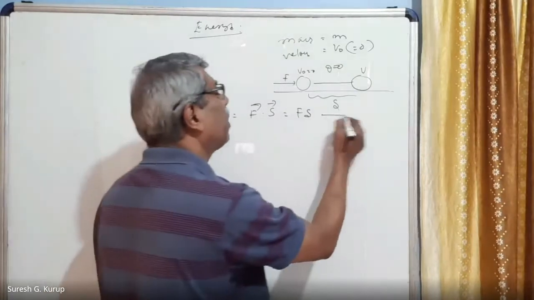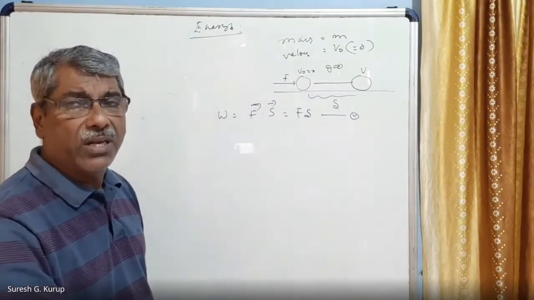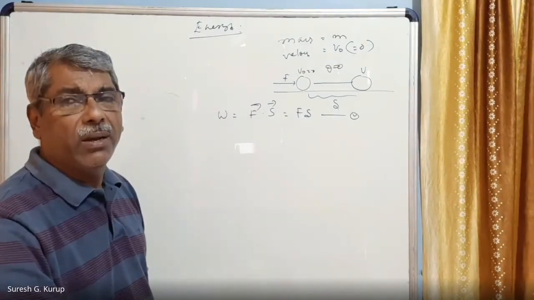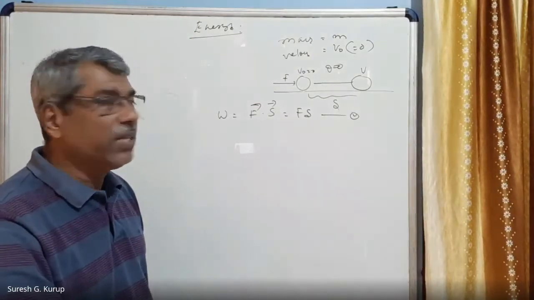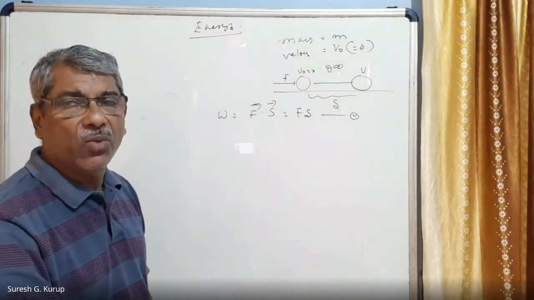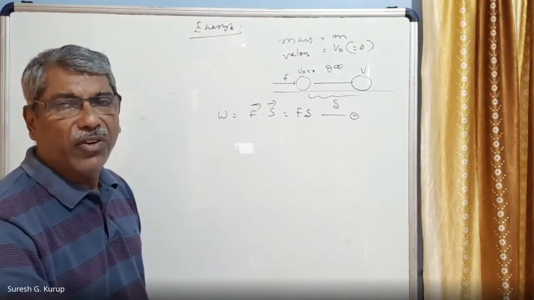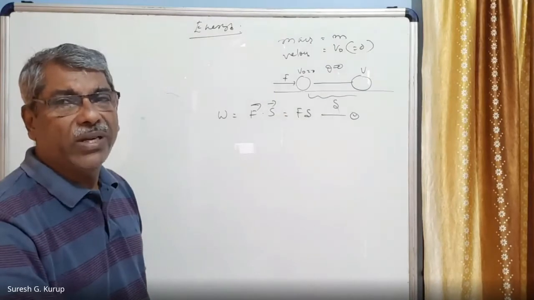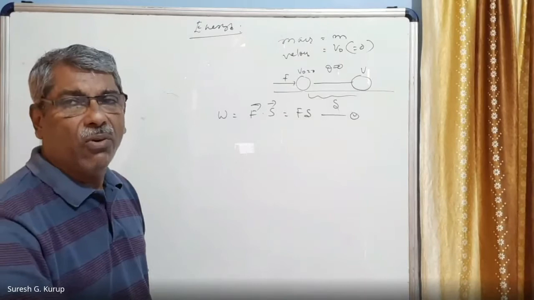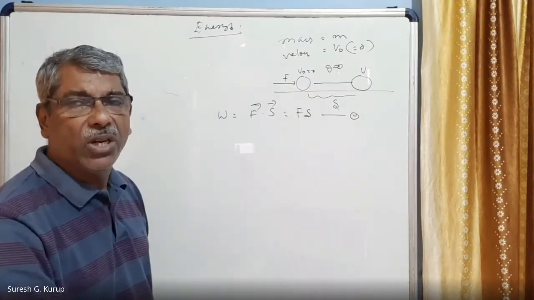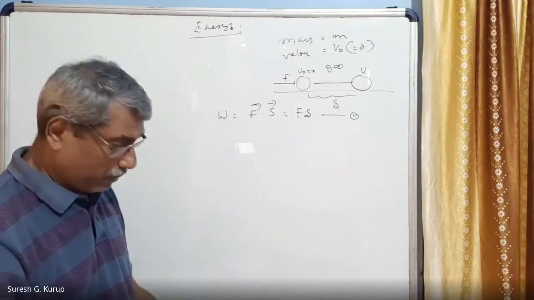Once again, a body of mass m is at rest and is acted on by a constant force F. After traveling a distance s in the same direction as the force, its velocity becomes v. Then the work done by the constant force is given by vector F dot vector s, which is equal to F s cos theta. Here theta is equal to 0, so F s cos 0 is equal to F s. This is equation number 1.